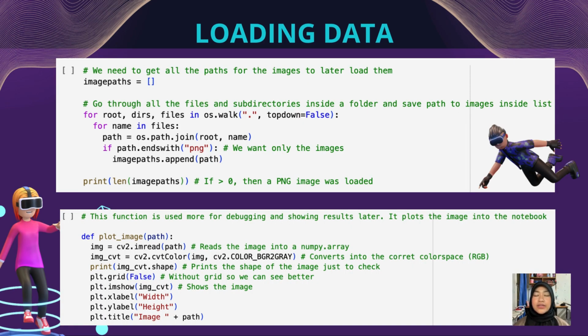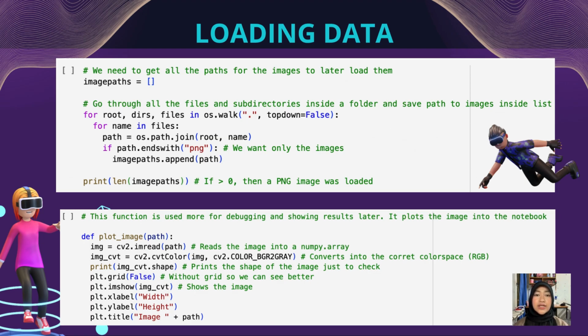Here is the code for the pre-processing process, which is loading data. I will explain it part by part because it will help you understand better. The first step, we need to initialize an empty list because we want to store the paths of the image files. And then we need to iterate through the current directory and its subdirectories.